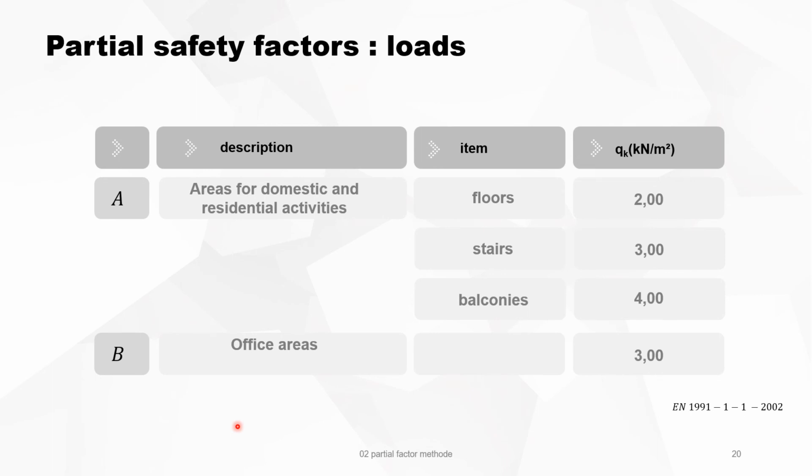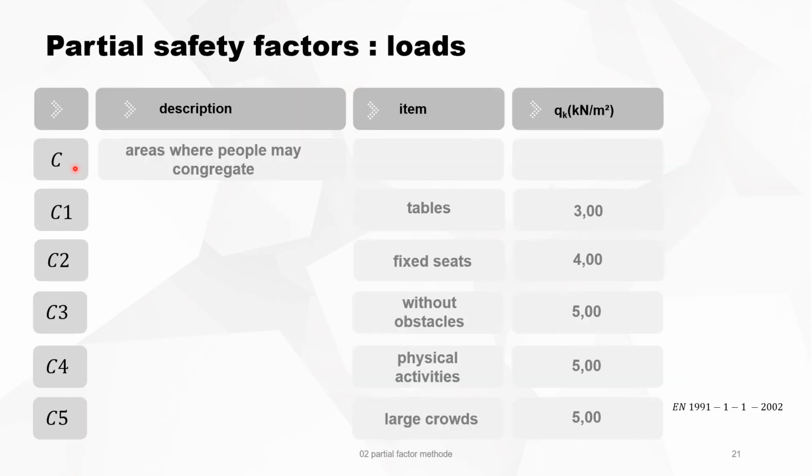Now we will give you some values of mobile loads for different categories. For category A, we have seen it now, it's floors 2, stairs 3, and balconies 4. Office areas, it's 3, and that's for category B. And then you have category C.